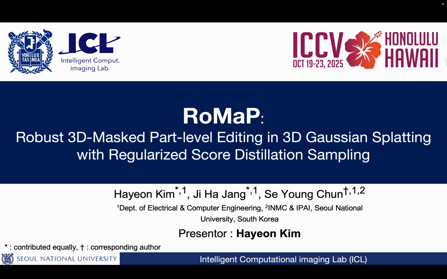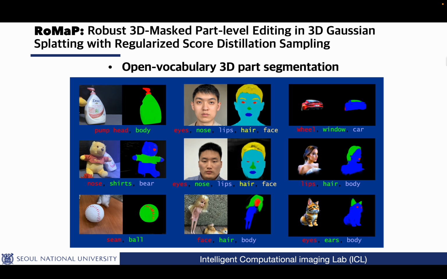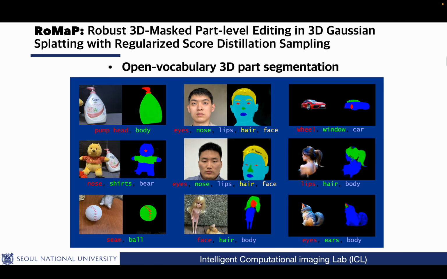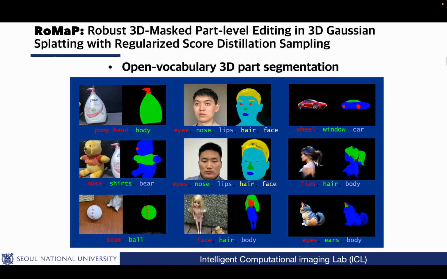Today I'm going to present our work, RoMaP: Robust 3D-Masked Part-level Editing in 3D Gaussian Splatting with Regularized Score Distillation Sampling. So before we start our presentation, what exactly is RoMaP? RoMaP is our proposed method for 3D part segmentation and editing.